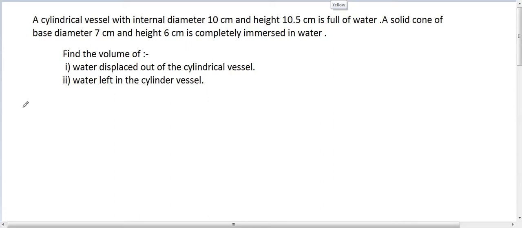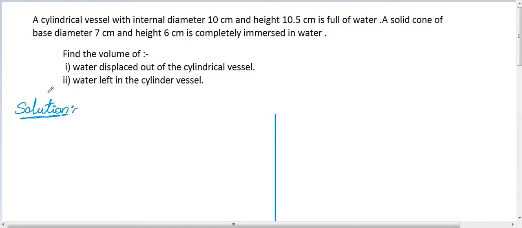Let's solve the question which I have written on the whiteboard. Given a cylindrical vessel with internal diameter of 10 centimeter and the height is 10.5 centimeter is full of water, and a solid cone base diameter is 7 centimeter and height as 6 centimeter is completely immersed in water.